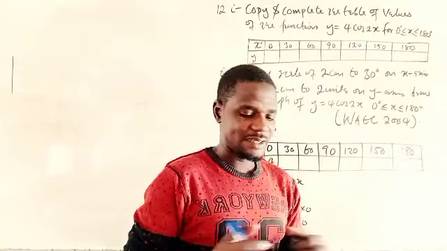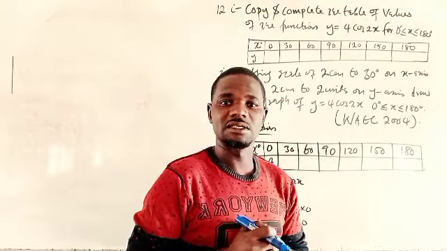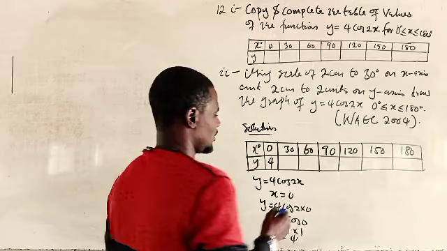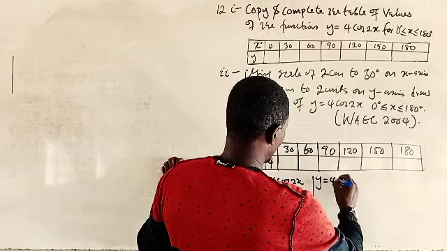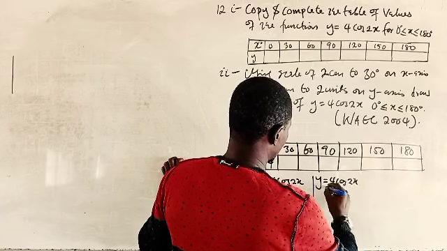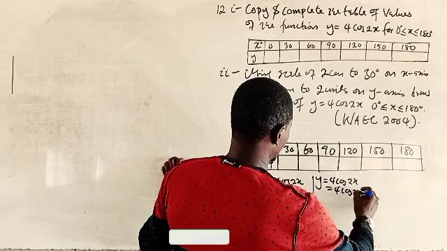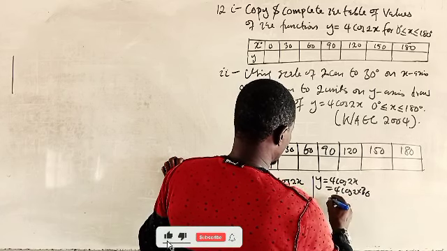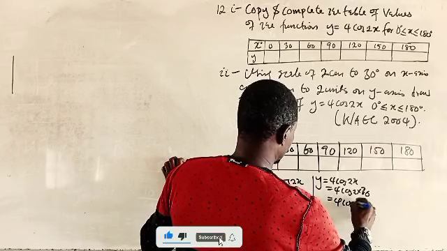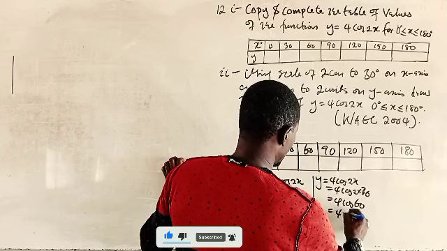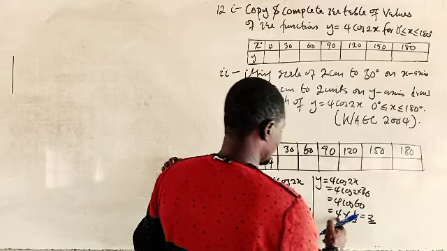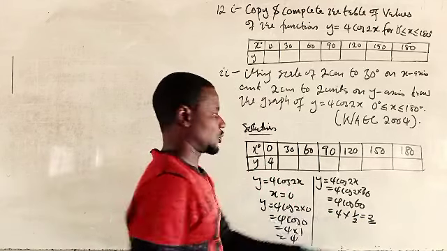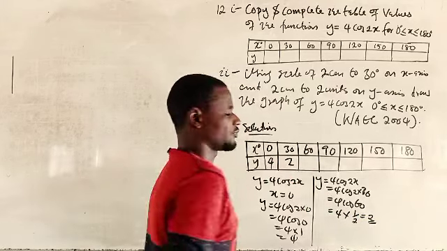Next is when the angle is 30 degrees. We have y equals 4 cos 2x, which is 4 cos 2 times 30, that is 4 cos 60. Cos 60 is 1 over 2, and 4 times 1 over 2 is 2. So here it's going to be 2.